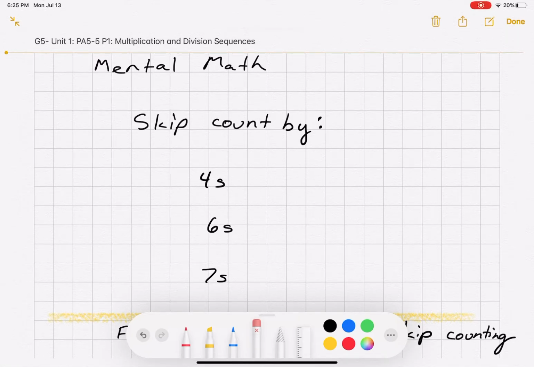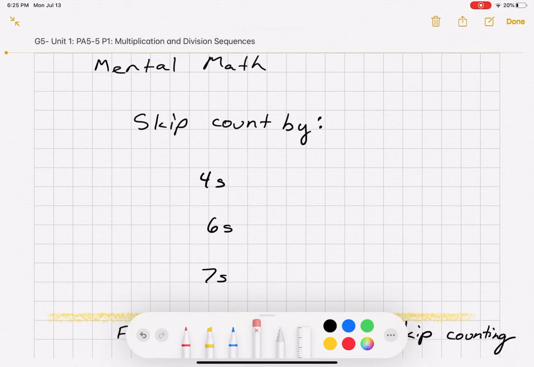All right, this is grade 5, unit 1, patterns in algebra, lesson 5, part 1. So we're looking at multiplication and division sequences. First, we're just going to skip count by 4s. 4, 8, 12, 16, 20, 24, 28, 32, 36, 40.